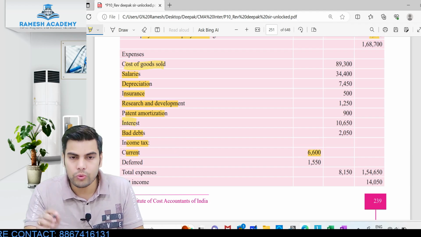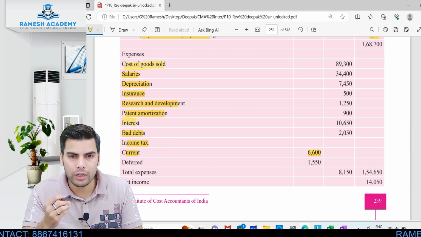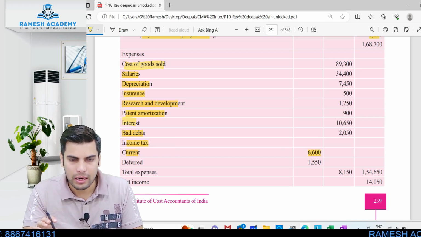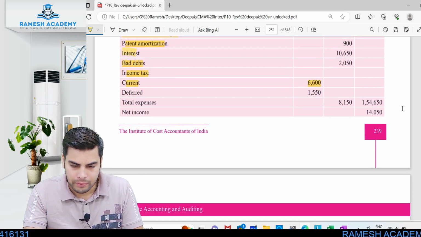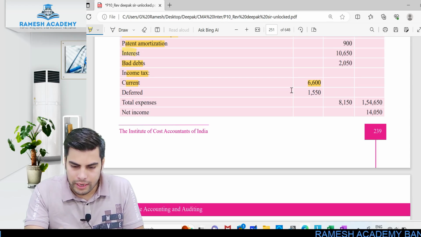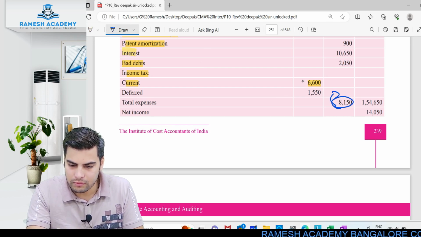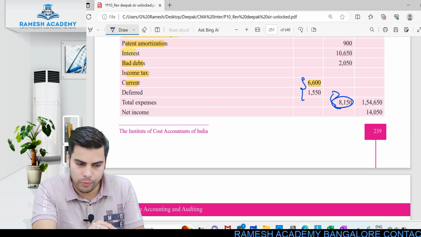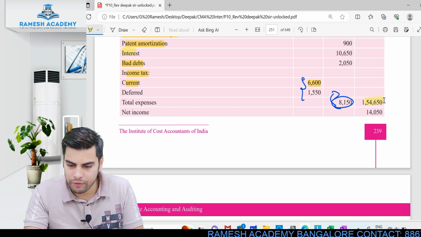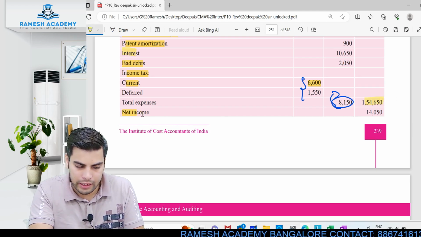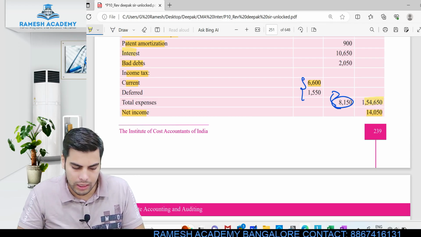So when it comes to cash flow statement, the amount we are supposed to deduct would only be the current year tax. All right. So the total taxes is how much? This amount should actually come over here. This is 8,150. That is the sum of these two. The total expenses is 1,54,650, and then the net income, that is the profit, is 14,050.